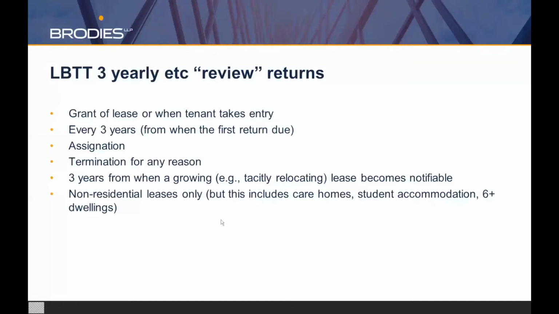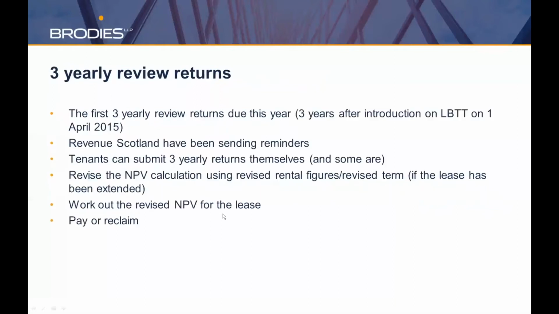This regime obviously only applies to non-residential leases because we only have LBTT on non-residential leases. But of course that includes some things you might think of as being residential, such as care homes, old-style student accommodation, and so on, together with the other things that are non-residential, because there are a lot of them. So a lease of 6 or more residential property is tipped into being non-residential, so it's caught by the 3-yearly returns and so on. First 3-yearly returns fell due this year because LBTT was introduced on the 1st of April 2015, as we all remember.